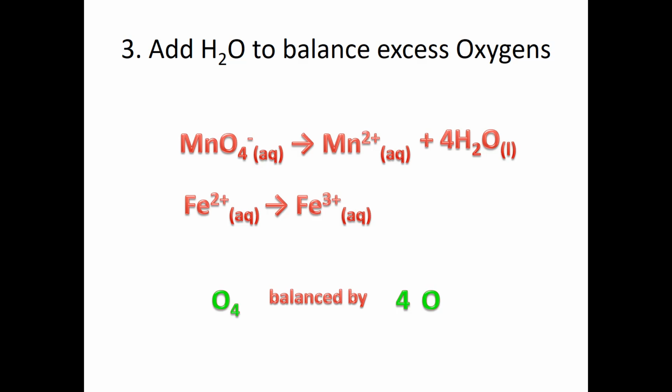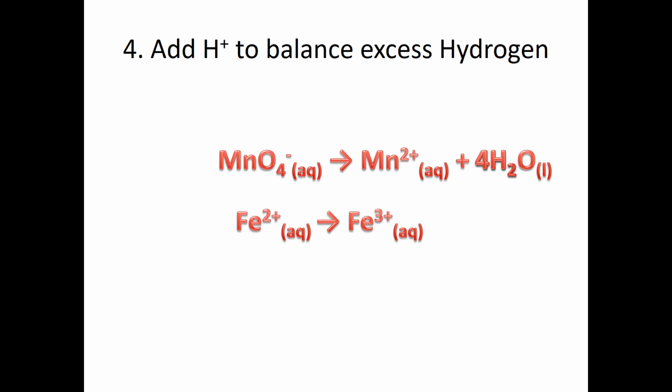The iron doesn't have any excess oxygens that need balancing, so we don't need to add any water to this one. Step number 4, add any H pluses to balance any extra hydrogens you just added with the water. So for the MnO4 minus equation, we need to put 8H plus on the left side in order for that to balance. Again, the iron is fine.